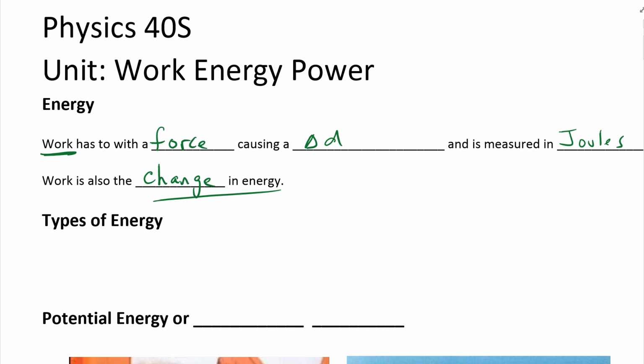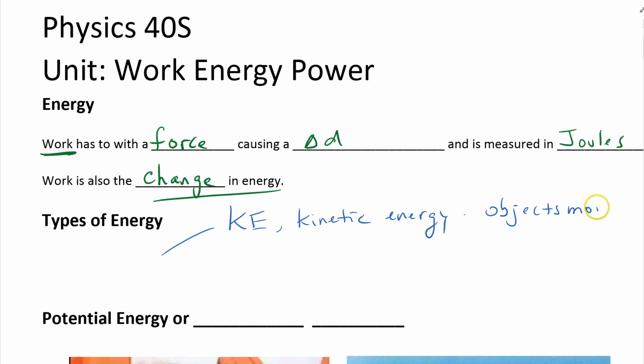There are basically two types of energy. You can divide it up. One type would be kinetic energy, KE, for kinetic energy. You can probably guess kinetic energy has to do with things that are moving. Okay, objects moving. The second type of energy that we're going to cover today is potential energy.